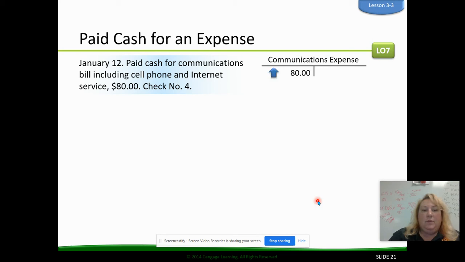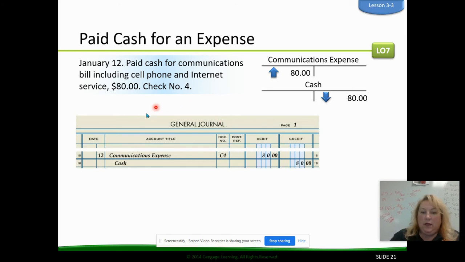We paid the next one, paid cash for expense. So communications expense, it could also be telephone expense, it could be utilities expense, however they want to say it. But all expenses are debits, so those will always go first. So kind of like sales is always a credit, expenses are always debits. So we have our January 12th, paid cash for communications bill, including cell phone and internet, $80, check number 4. So here is my general journal. And notice we have a page number. I haven't even talked about that yet, but every journal has a page number. 12th, communications expense, C4 for my document, my $80, and then my $80 for cash because we wrote a check.